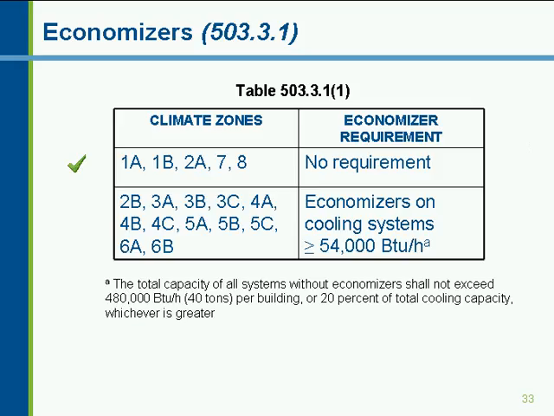And there's also this footnote A. You can't have more than 480,000 BTUs per hour of small equipment, less than 54,000, that's exempt from the economizer requirement. So that's 40 tons. You can't have a big building with more than 40 tons of small equipment that's exempt, or 20% of the total cooling capacity, whichever is greater. So if you had a very, very large building and 20% was more than 40 tons, then you could exempt up to 20% from the economizer if those systems were less than 54,000 BTUs per hour.